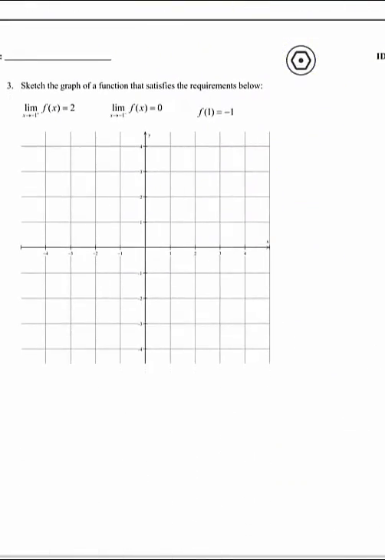Alright, our next question says sketch a graph that satisfies these requirements. First we have x is approaching negative 1. I'm just going to make a dotted line there to help me out. And the y value, right, this is our x value, this is our y value, is equal to 2. I'm going to put an open circle there. And going to the right, it's going to go to the right.